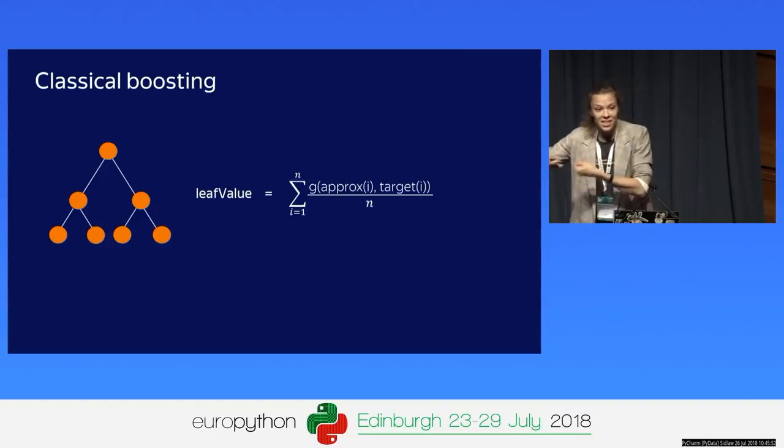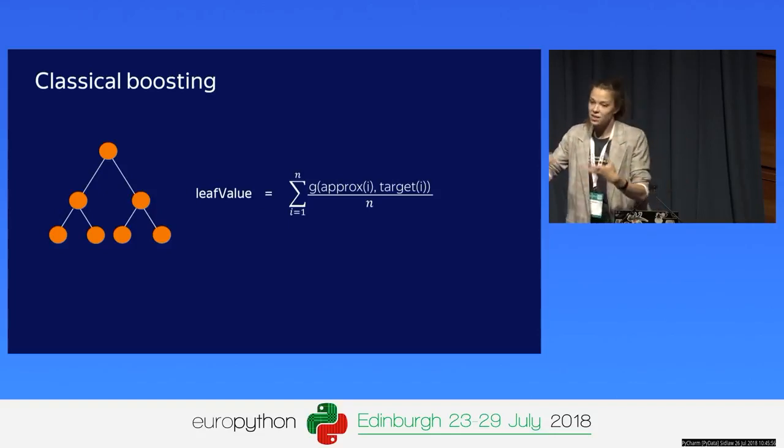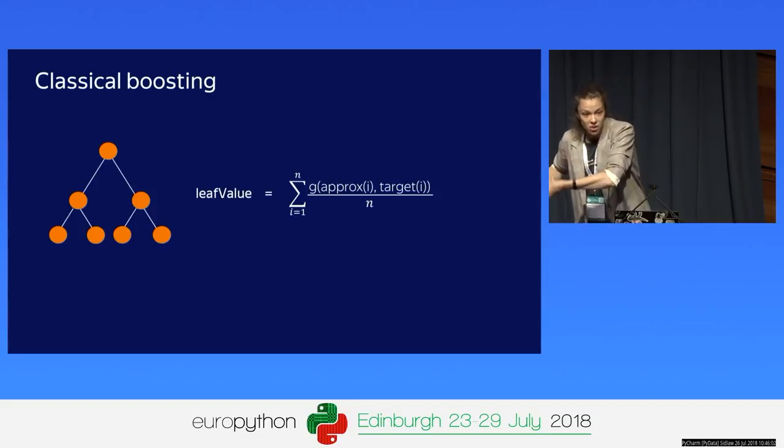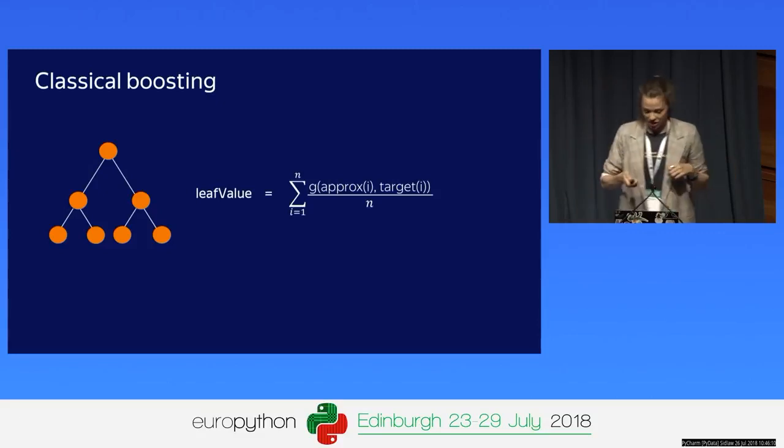Because you are making this estimate on the same objects that you have built the model on. It is easier to see if you look at the error. If you are trying to estimate the error in the leaf, and you estimate the error on the same objects that you have built the model on, then the error will be less, so it will be biased. The same thing happens with gradients.